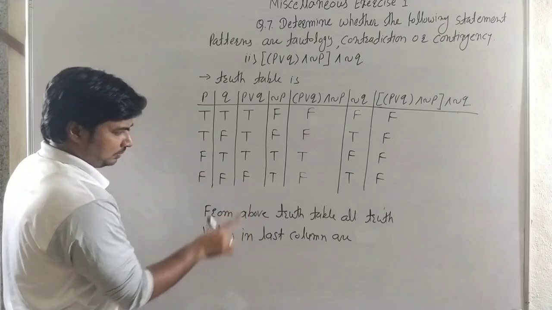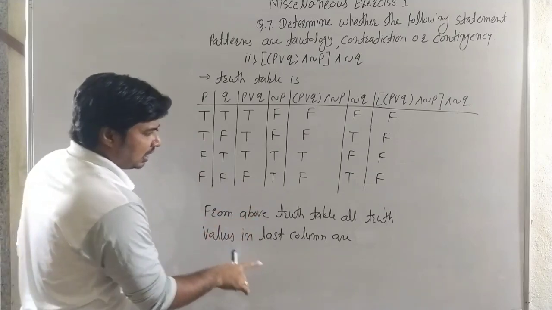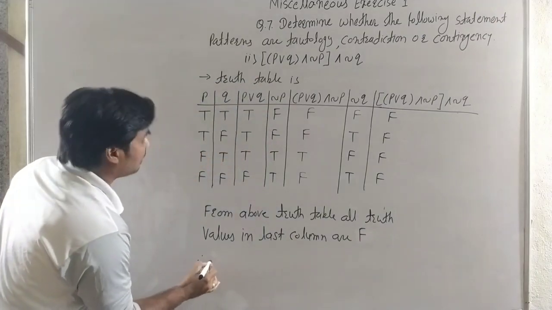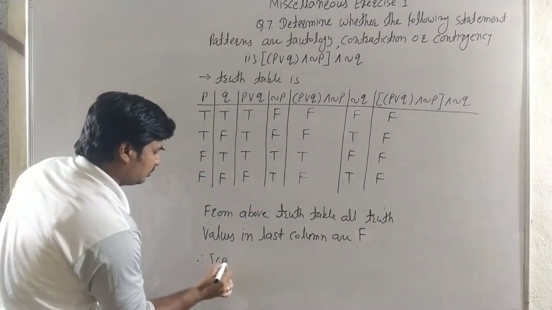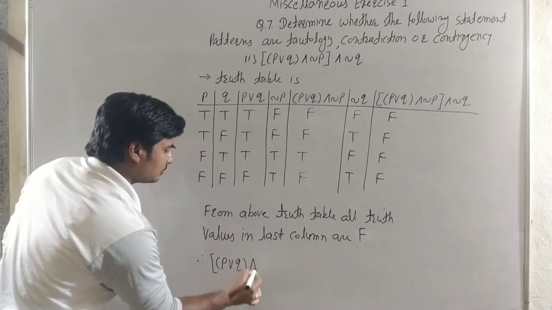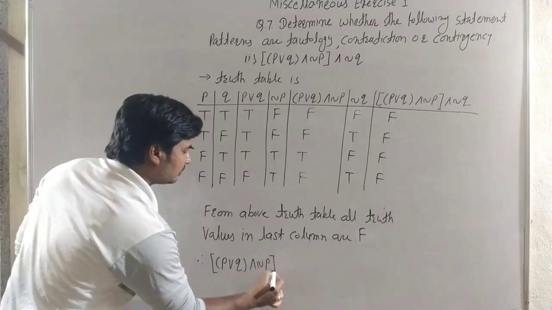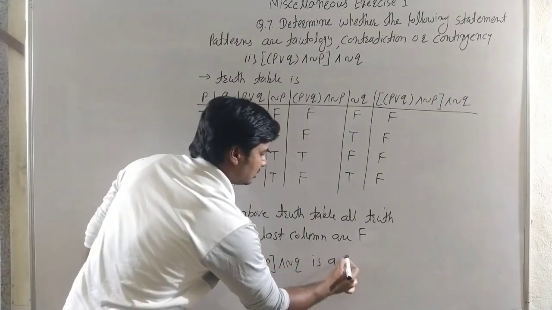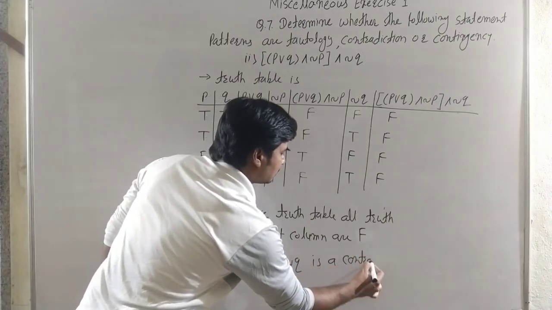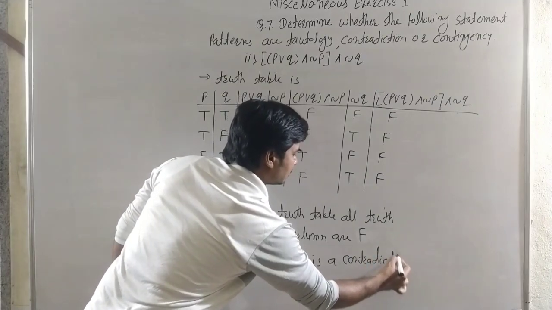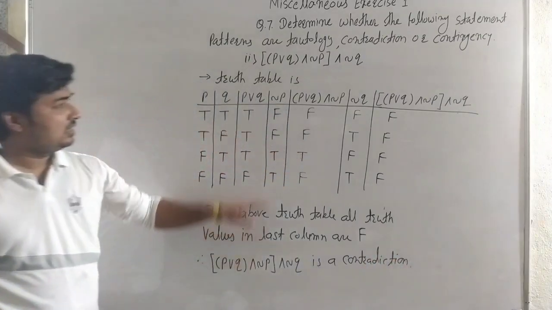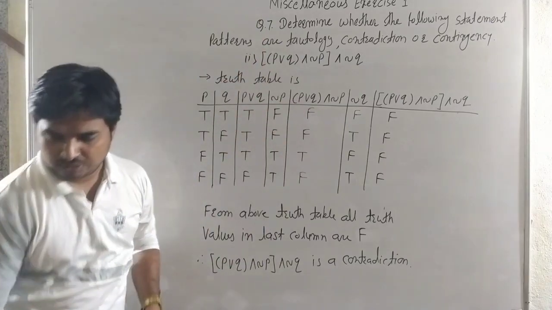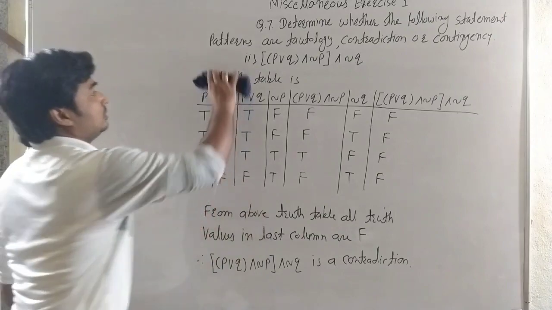From the above truth table, all truth values in the last column are false, and therefore the given statement pattern (P or Q) and negation P and negation Q is a contradiction. All entries in the last column of the truth table are false, therefore it is a contradiction. Now we see the next example.